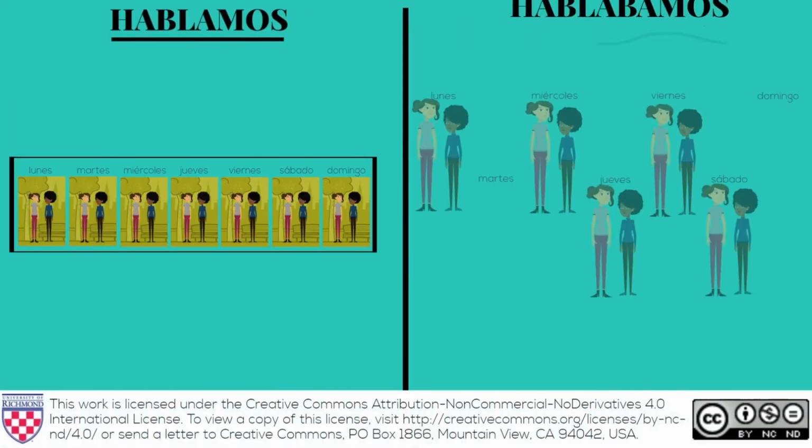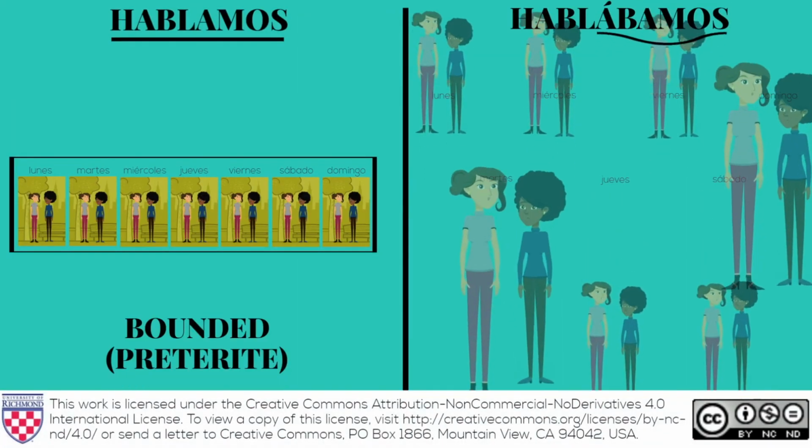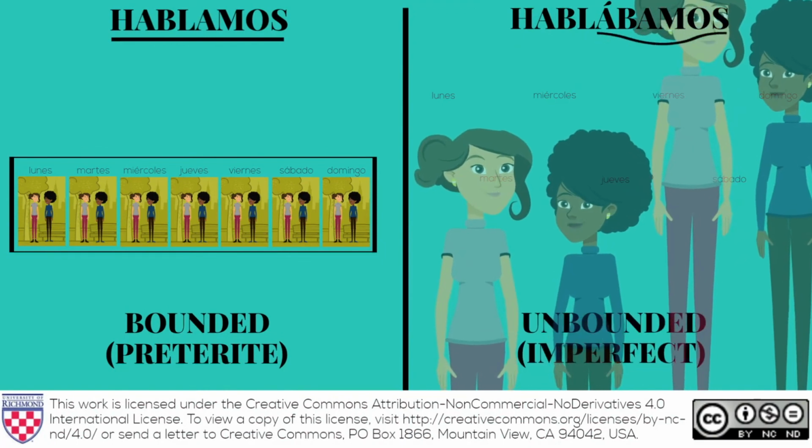So again, the difference is about viewpoint. Preterite expresses a bounded viewpoint and imperfect expresses an unbounded viewpoint of the same events. That's true for events that happened just once and for events that happened more than once.